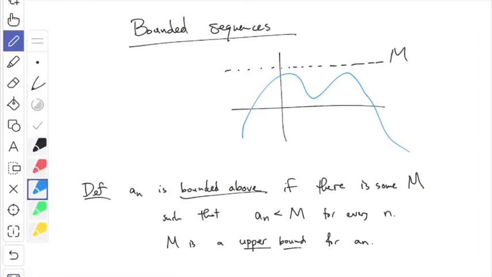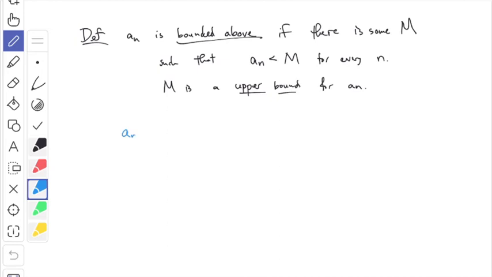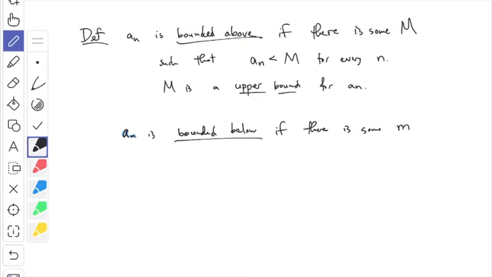Same idea for sequences, so I'm just going to write similar stuff here. a_n is bounded below if there is, I'm going to say all the same stuff. It's just swapping the inequality sign around. Now, in our book, they use big M for the upper bound and a little m for the lower bound. Isn't that cute? The little m is something which is less than everything in the sequence.